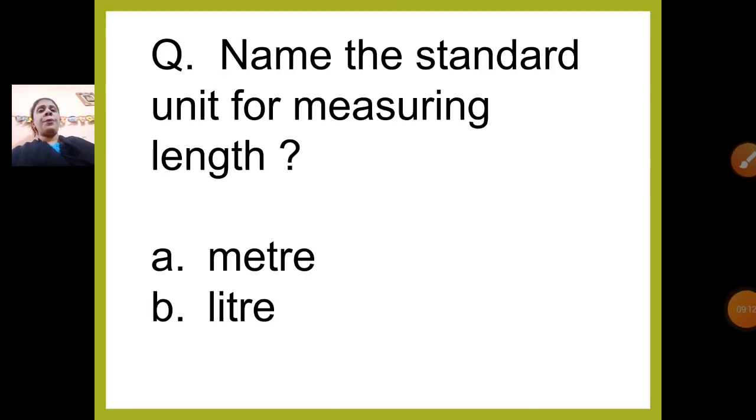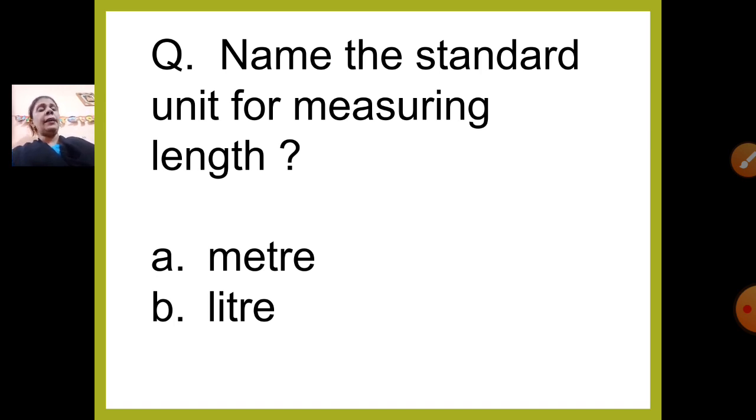Name the standard unit for measuring length. Now you might be thinking this question was there in the filling the blank. That was the question that can be asked in the filling the blank. This question is in answer the following. So it can be asked in the answer the following in this method. Okay. So name the standard unit for measuring length.